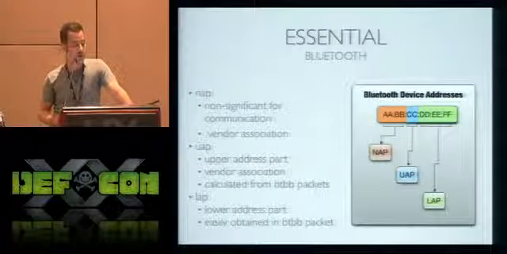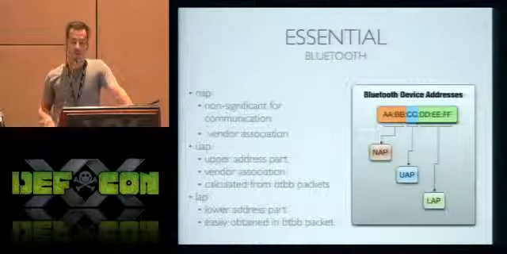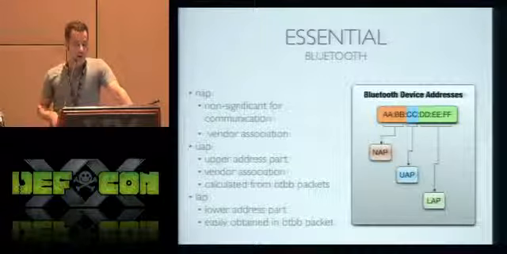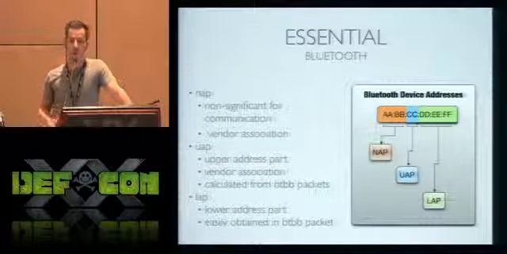On the illustration, the section labeled the NAP can be filled in with whatever we want, as long as the UAP and the LAP are correct, and we can actually make Bluetooth connections. So the other thing that we tend to do with Bluetooth addresses is we split them up into these three subsections, right? The NAP, the UAP, and the LAP.